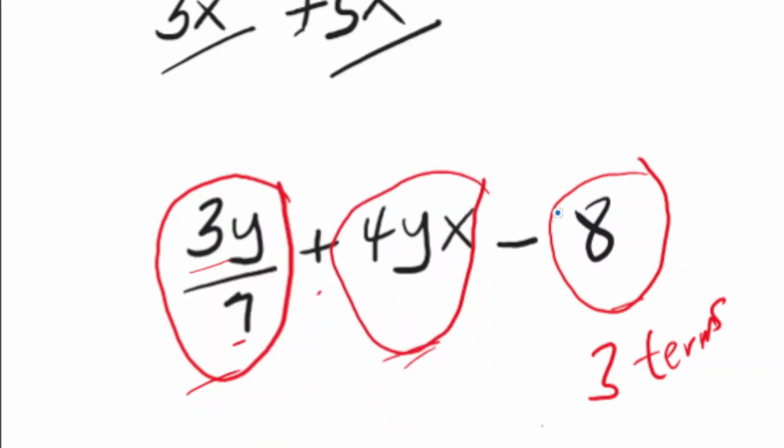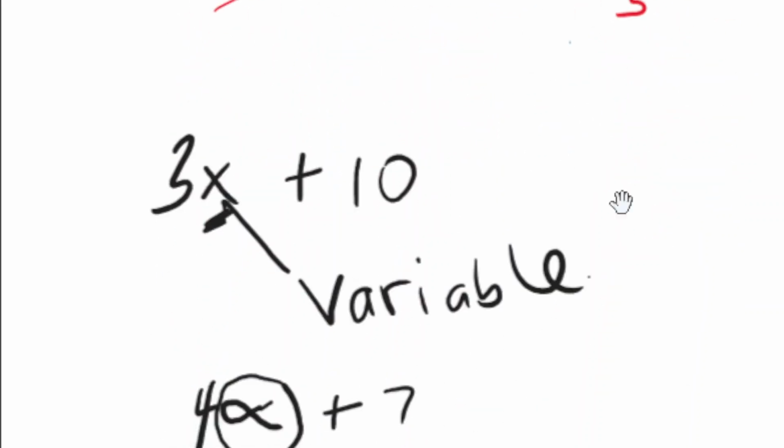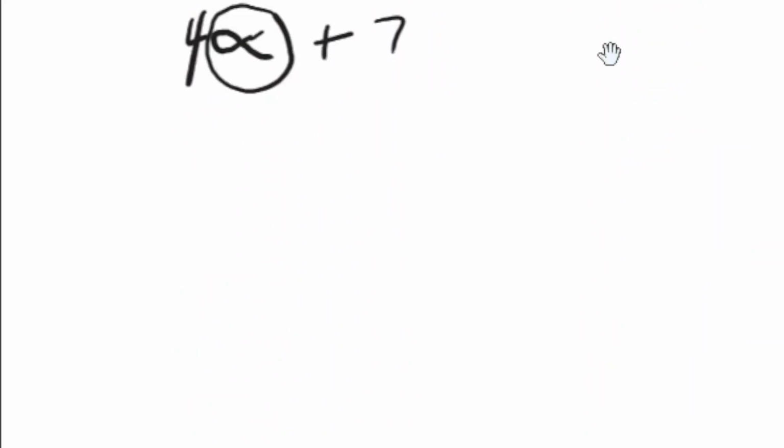the terms were this, and we could see this is a variable. We could see this is also a variable, because they could take any number. So now we know what a term is, and we know what a variable is also.